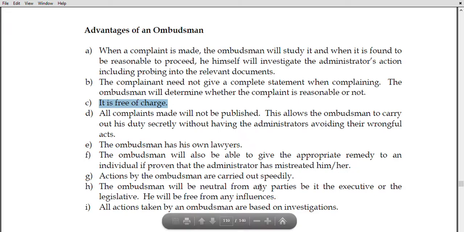The ombudsman will be neutral from any parties, be it the executive or legislature. He will be free from any influence. All actions taken by an ombudsman are based on investigations. Remember the two keywords for ombudsman: investigations and solution. So they will provide a solution after they exercise investigations.